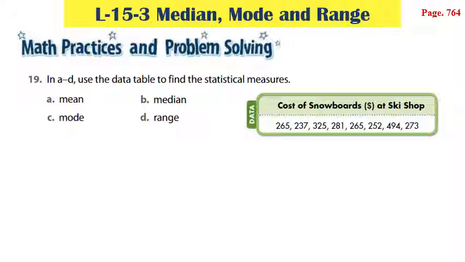Excellent. Mean, very good. Median, very good. $269. Mode, good job. $265. And range, excellent.